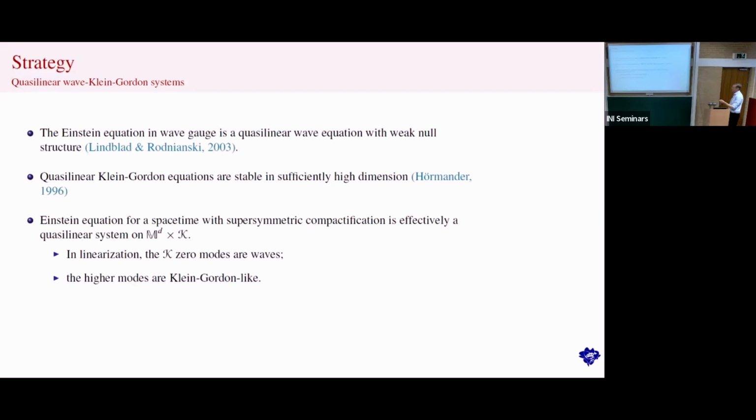So for the Einstein equation, I mentioned this already, so I'm just going to skip this. Now, there was a lot of work on the nonlinear Klein-Gordon equations, for example, by Hörmander, and so what we're looking at is effectively a quasi-linear system. Quasi-linear means that the leading order term is linear in the highest order derivative term. For example, the Einstein equation in wave gauge has this property.